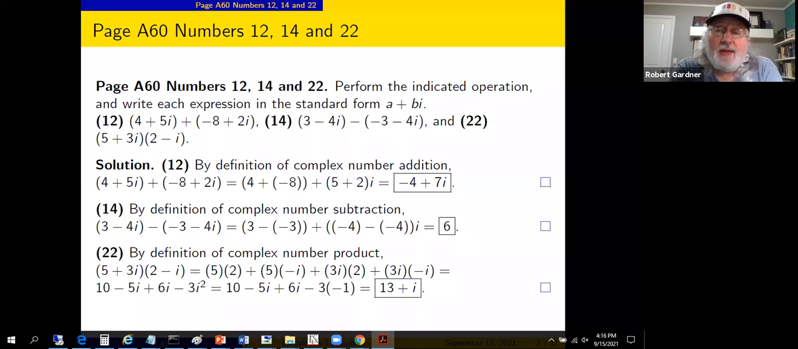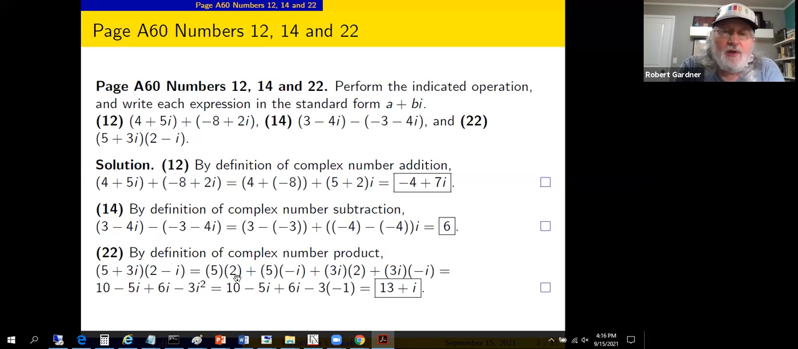Products. Okay, we had a definition, but it's easier just to treat it with FOIL. That definition results from foiling. So if we want to multiply here, think of distributing the 5 across this. We'll have 5 times 2, 5 times -i, then distribute the 3i: 3i times 2, 3i times -i.